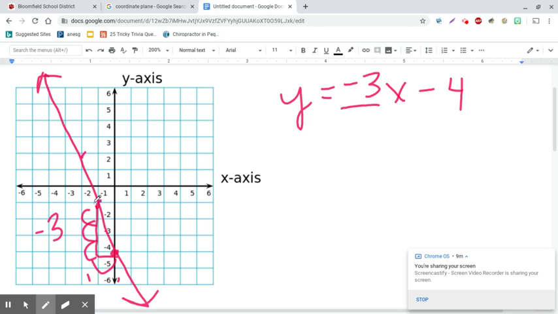And let's see if it does it again. Ready? Up 3. 1, 2, 3, but to the left 1. Perfect. All right, so y equals -3x minus 4.